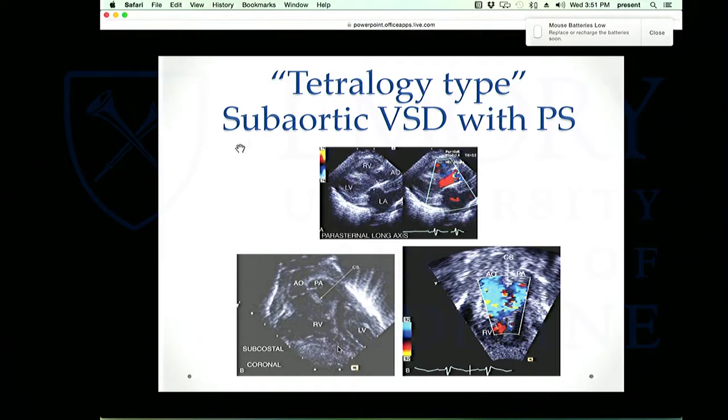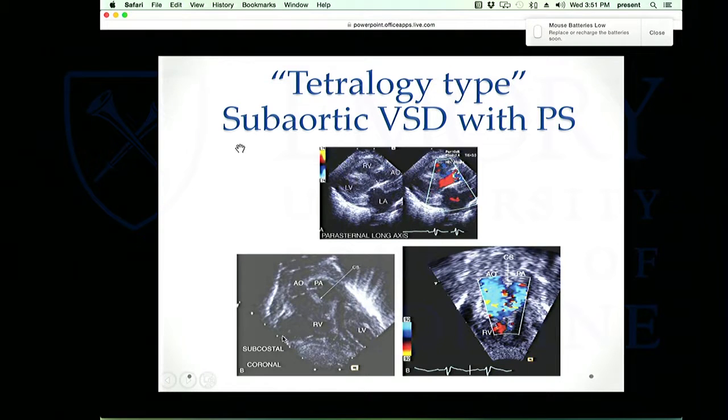So this is on echo, which you can kind of see. Here you still see that the aorta is here, the mitral valve is here, and then you see that big chunk of tissue here. And then the aorta is overriding, and if you draw a line across, it's more than 50%.